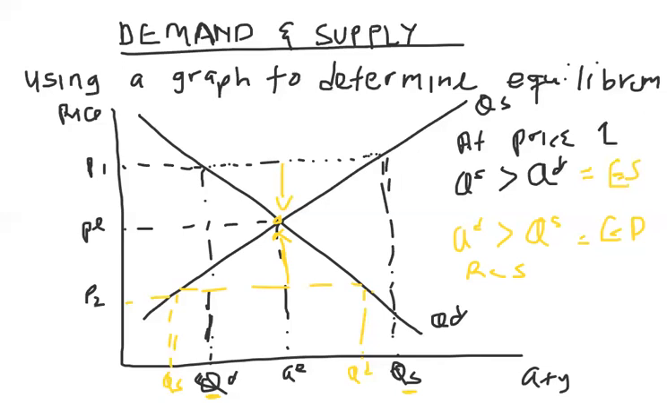So anytime there's a deviation in the market price from the equilibrium price, it will always be restored. Is it okay? Thank you.